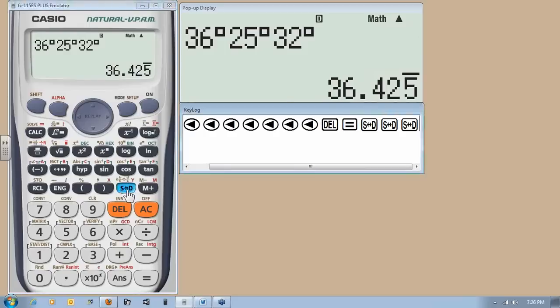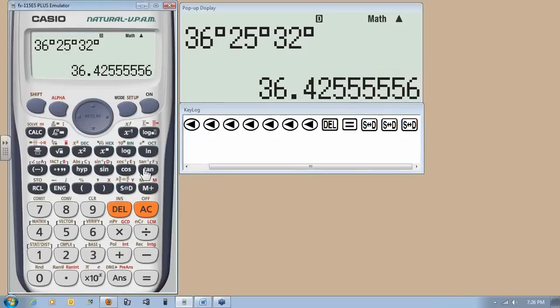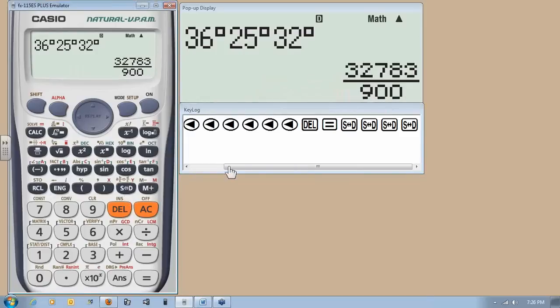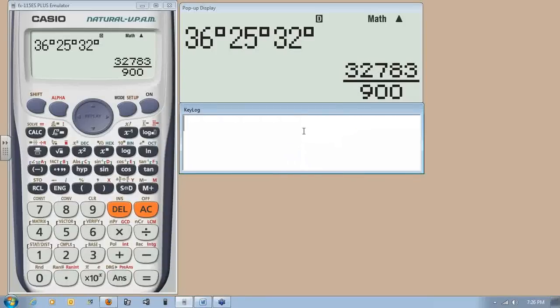As a decimal, that's repeating as a non-repeating decimal. And that non-repeating decimal is an approximation, and then goes right back. All right, let's clear that out.